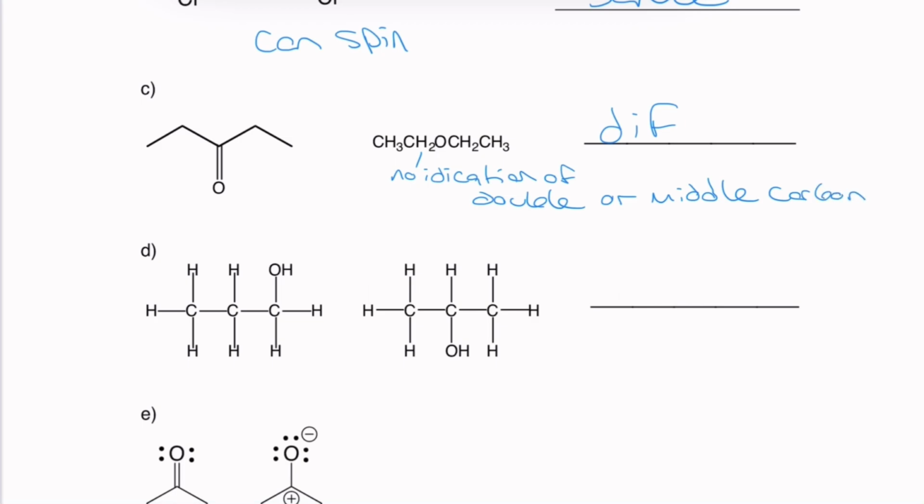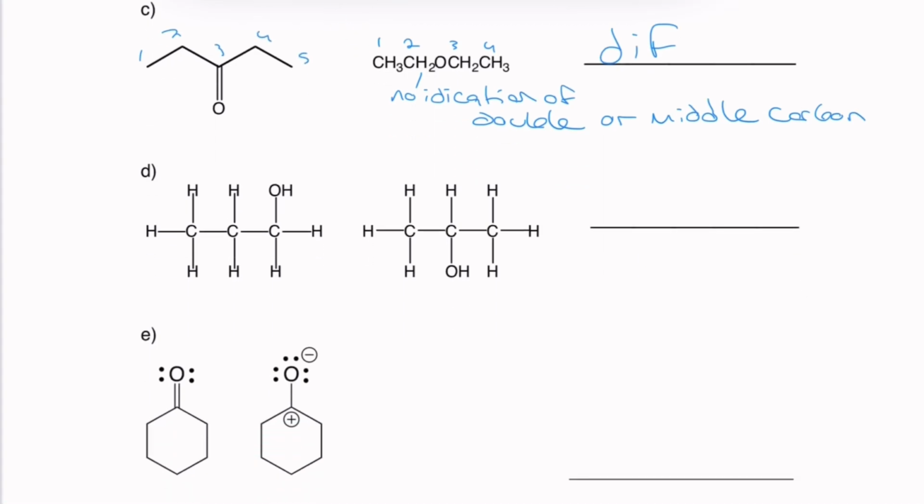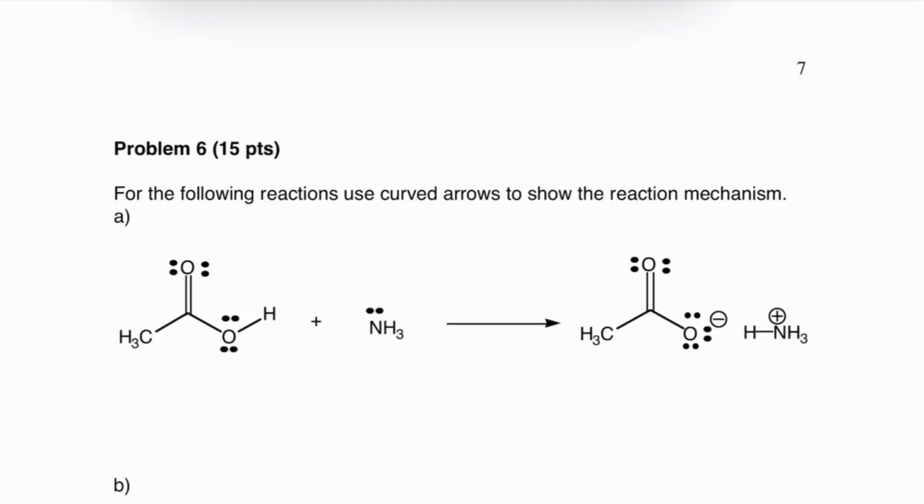This D, I would say they're constitutional only because they may look the same, but their placement of the OH of the alcohol is different. That's the only thing. They have everything the same except for that, so that means they're constitutional. Whenever you see these negative and positive signs, that means it's resonance, just so you know. It's pretty obvious to see.